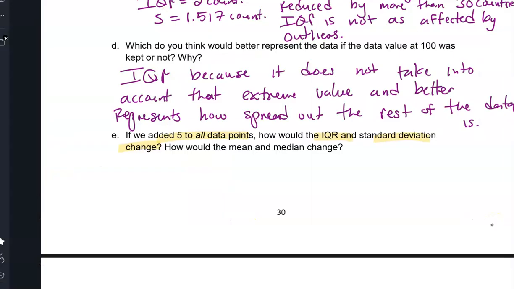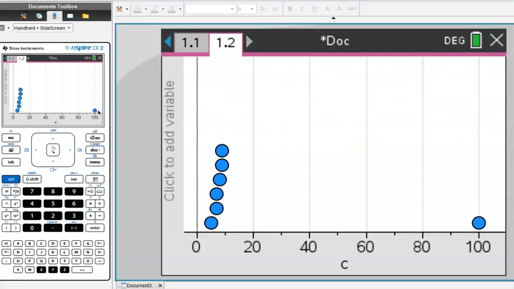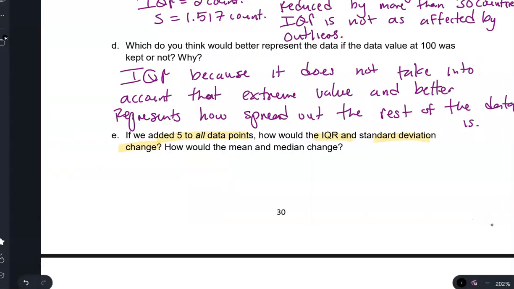So how would that change how spread out the numbers are? It wouldn't, right? Everything would just shift up 5. It wouldn't change the spread, which IQR and standard deviation are. So the IQR and standard deviation, you could say S there too, would not change.